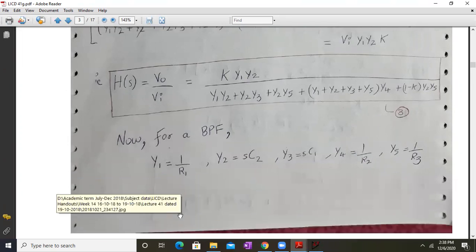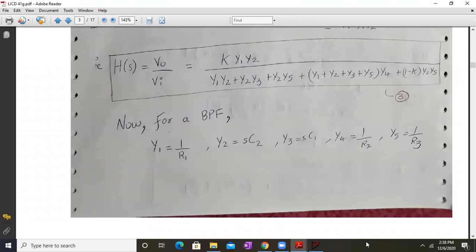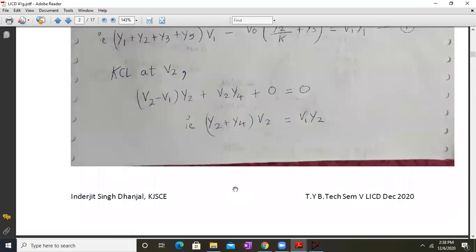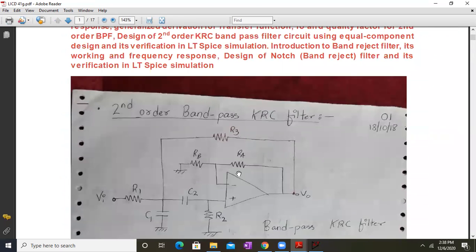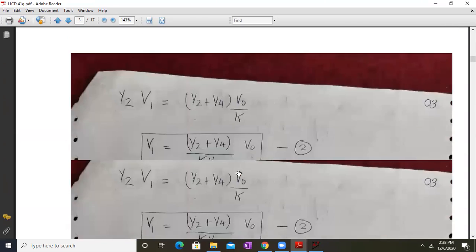Now for a bandpass filter, we substitute these values in terms of components. So Y1 will be 1 upon R1, Y2 will be SC2, Y3 will be SC1, Y4 will be 1 upon R2, and Y5 will be 1 upon R3. You can cross check these values with the actual diagram. With this diagram as well as this diagram, you can compare it, and you will get those results.